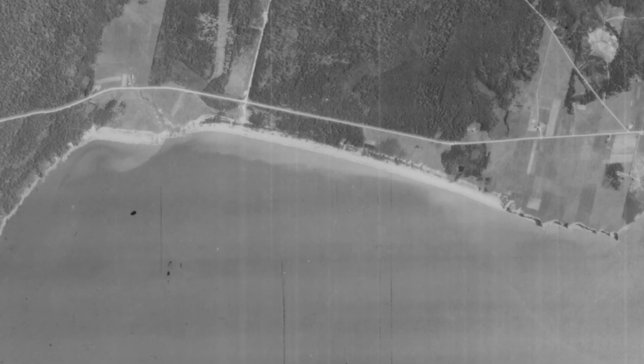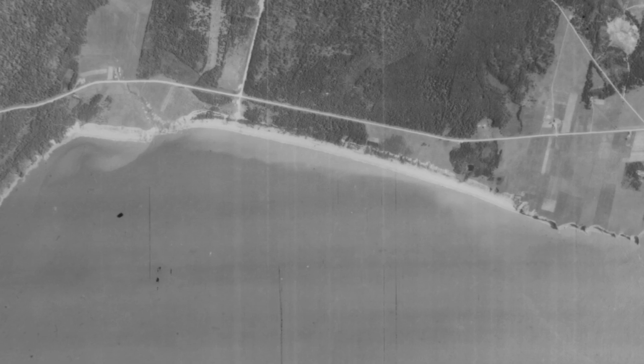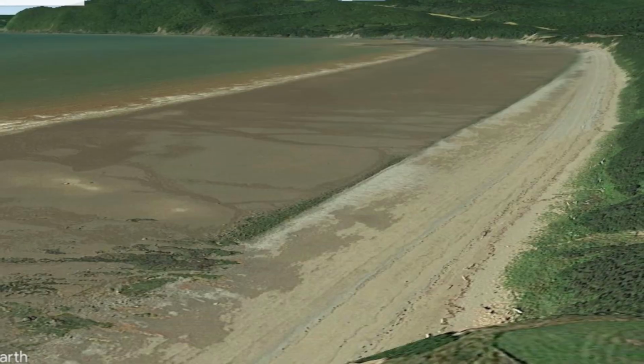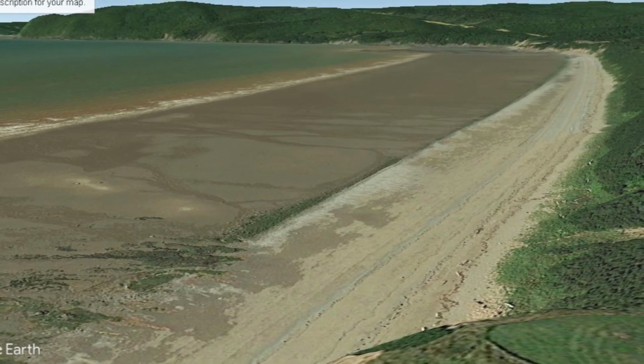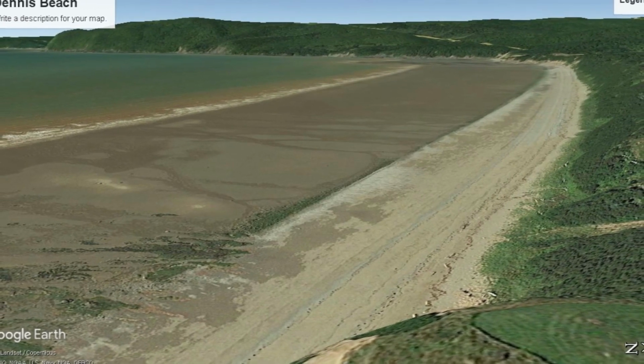We also did image-to-map rectification using ArcGIS to overlay historical photos to a present-day map of Dennis Beach. Adobe Lightroom Classic was used to put together reach images and also enhance the historical photos. And we also used Google Earth to compare Dennis Beach to other coastal areas in the upper Bay of Fundy region. So we saw a lot of variation in driftwood coverage.